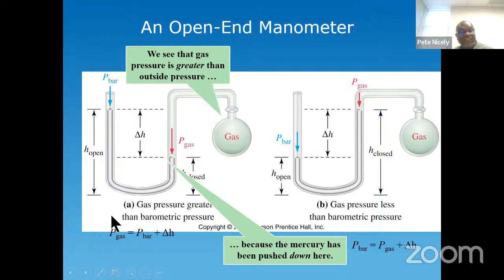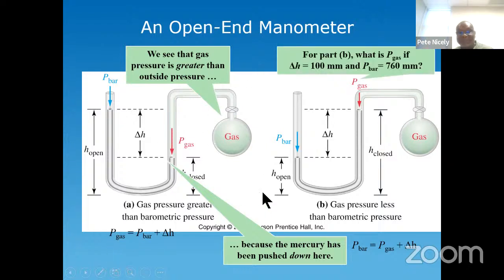So to calculate the pressure of the gas, we need the barometric pressure, which we can get from the barometer, which we talked about earlier. And then, of course, if we measure delta H here, we simply add delta H to P bar, and that gives us the pressure of the gas. So that's what happens in this case.